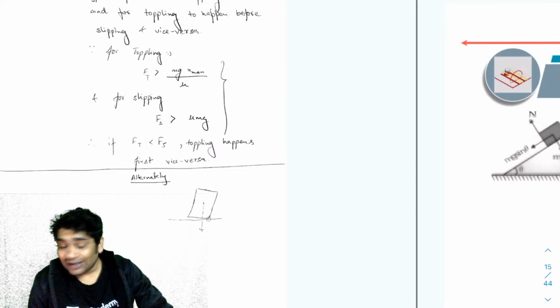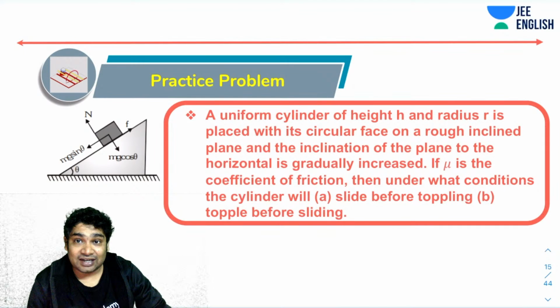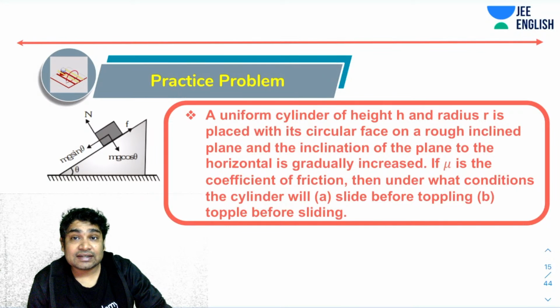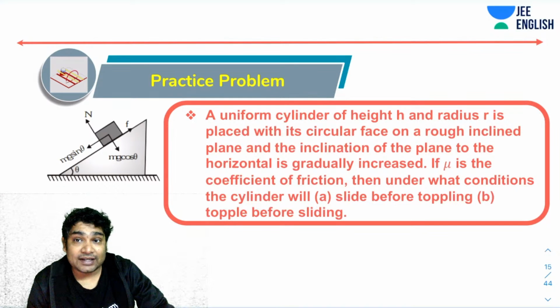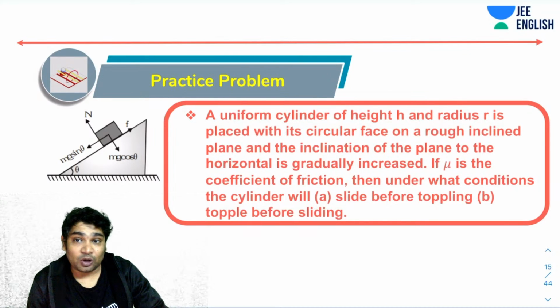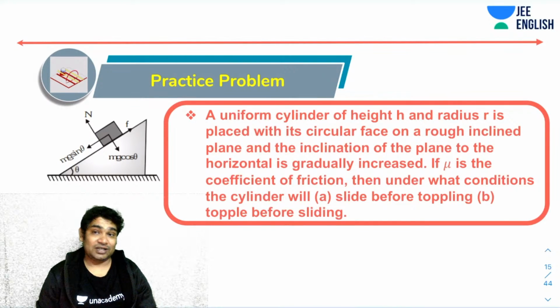Now let's take up some questions that have been asked previously in JEE. This is another example, so let's first go through one example and see how this works. This question says a uniform cylinder of height h and a radius r is placed on its circular face on a rough inclined plane, and the inclination of the plane to the horizontal is gradually increased. Now, if mu is the coefficient of friction, then under what conditions will the cylinder A slide before toppling and B topple before slipping?